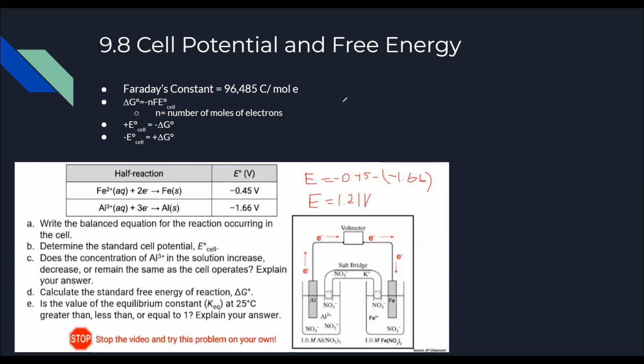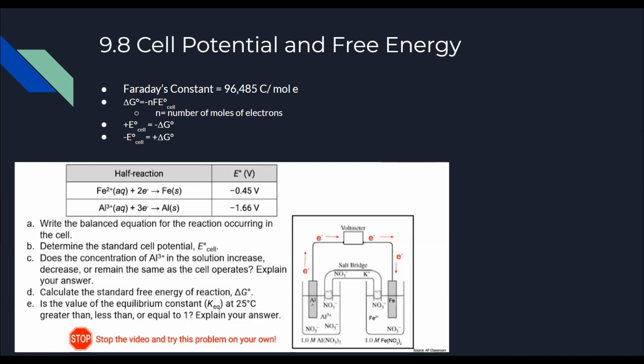So part C. Does the concentration of Al3+ in the solution increase, decrease, or remain the same as the cell operates? Explain your answer. So the concentration of Al3+ increases as the cell operates, as Al3+ is a product of the reaction, not Al. As Al3+ is in the product, it's increasing while the reaction continues as the electrons go from the Al to the Fe, so there'll be more Al3+ as those electrons go and continue.